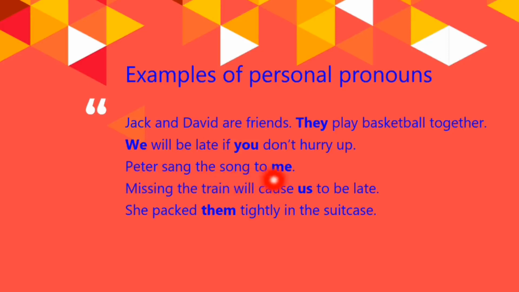Now let's see the third sentence, examples for the personal pronoun. Peter sang the song to me. Me is a personal pronoun and it is used in an objective way, as an object. Missing the train will cause us to be late. Us is coming as an object and this is a pronoun.